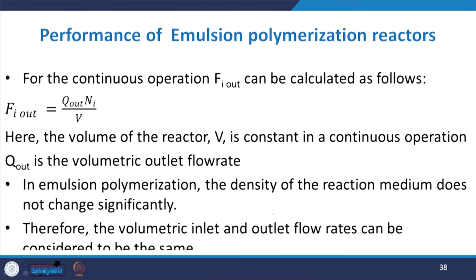So when we talk about the continuous operation, this Fi out can be calculated as Q out upon Ni over V. Now Q out is the volumetric outlet flow, V is the constant in the continuous operation. This is represented by the volume of reactor. Now in emulsion polymerization, the density of a reaction medium does not change significantly. Therefore, the volumetric inlet and outlet flow rate can be considered to be the same.